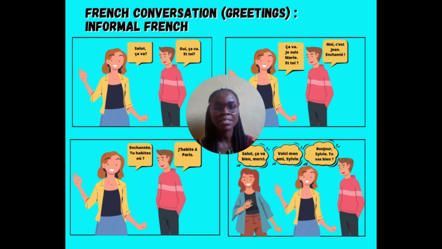So she says, Salut, ça va? And he says, Oui, ça va, et toi? And she says, Ça va, je suis Marie, et toi? He says, Moi, c'est Jean, enchanté. Enchanté, tu habites où? J'habite à Paris. Oh, voici mon amie Sylvie. Bonjour Sylvie, tu vas bien? Salut, ça va bien, merci.